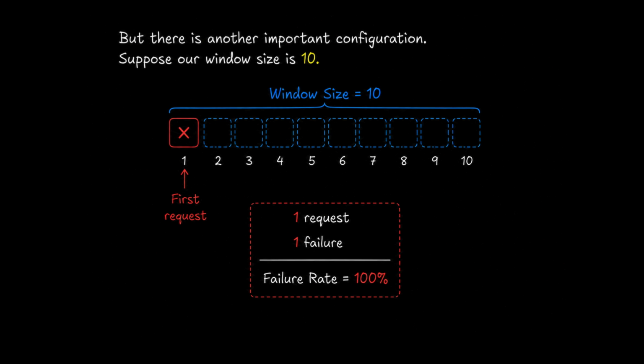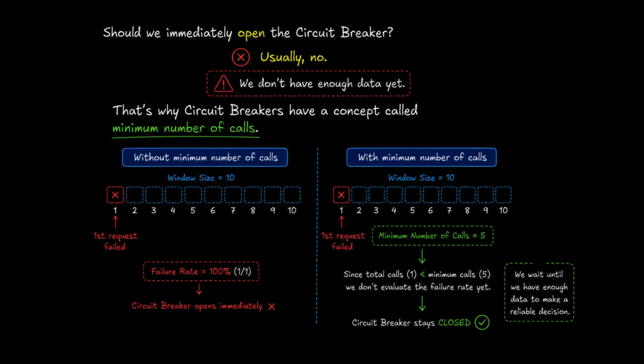But there is another important configuration. Suppose our window size is 10, but the application has just started. The very first request fails. Technically, our failure rate is 100%. Should we immediately open the circuit breaker? Just think about it. So usually no, we don't have enough data yet.